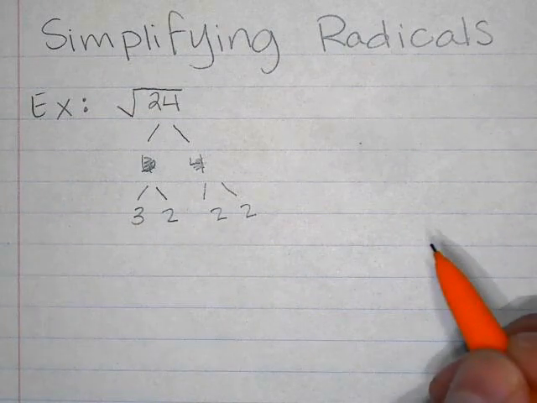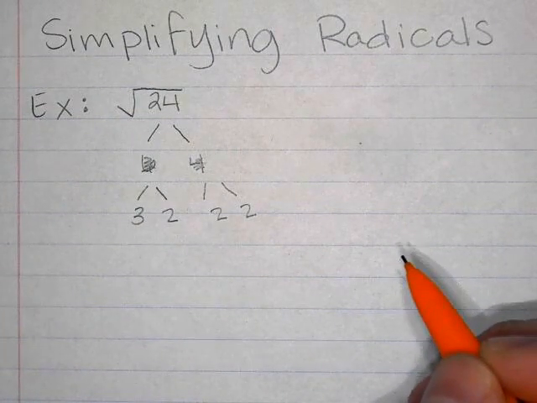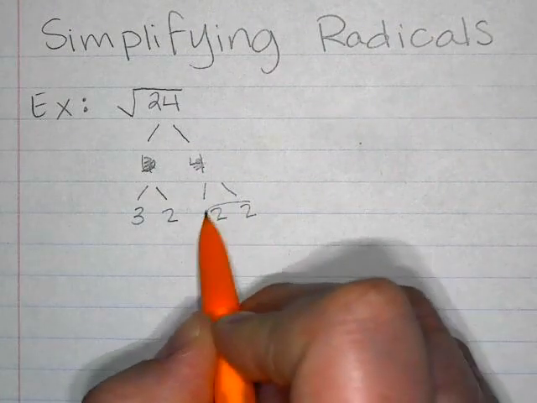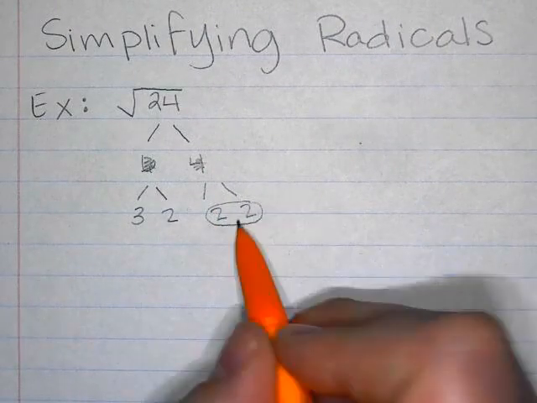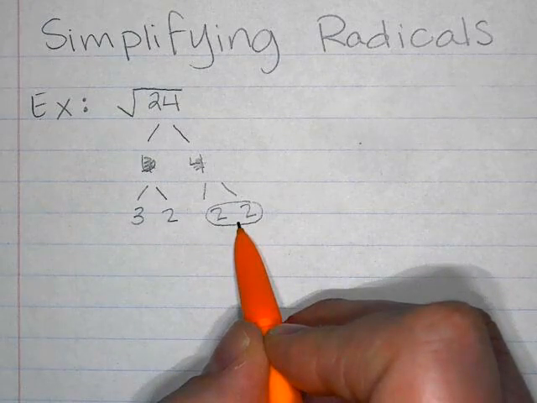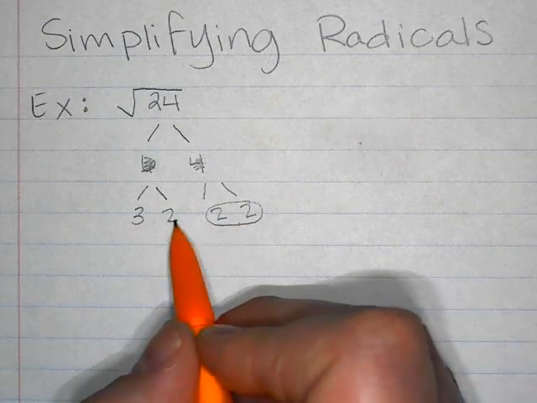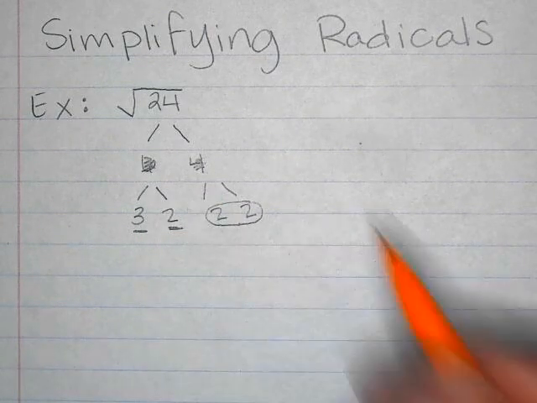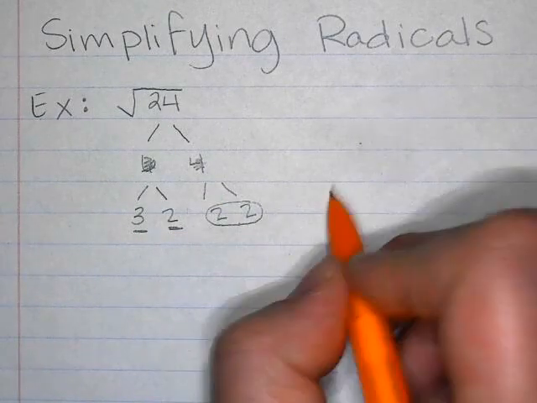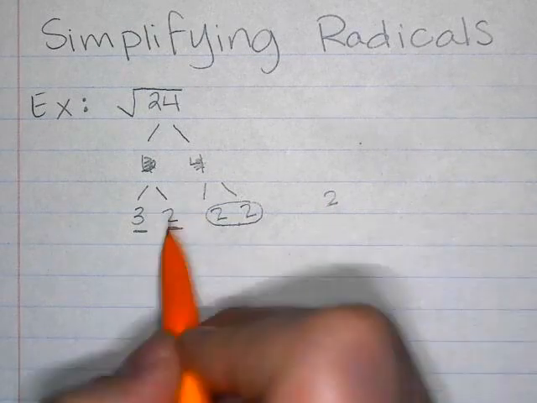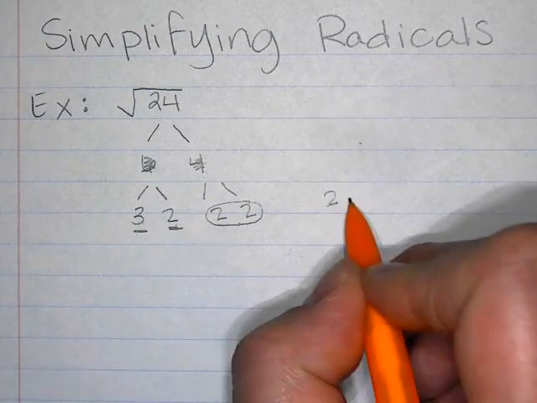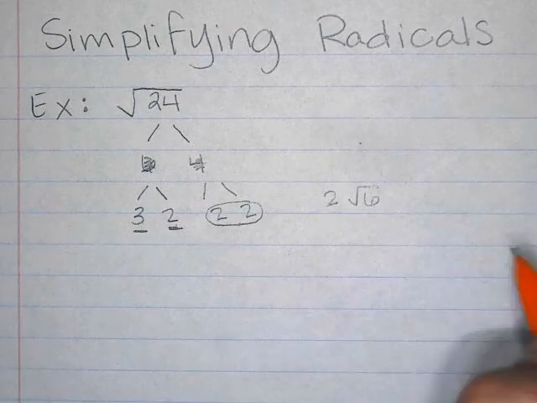Is the one that's most common the one that goes on the inside or outside? So what you do is you circle the pairs, and the pair goes on the outside. Any singletons left over, I underline, and those go on the inside. I have a pair of 2s, so I'm going to put a 2 on the outside. Then I have 2 singletons, so 2 times 3 is 6. 6 goes on the inside.